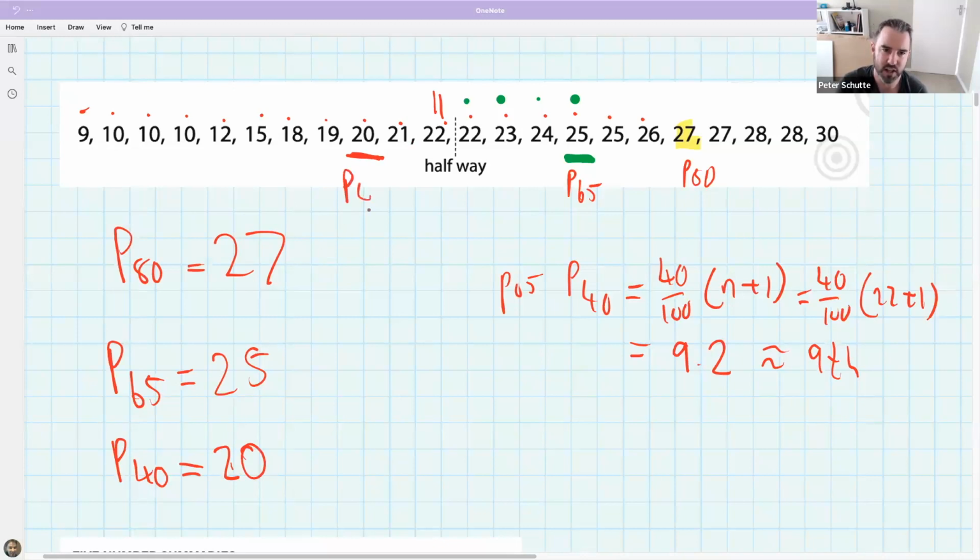Now, again, just to tell you what P40 stands for, P40 says 40% of the data is below P40 and 60% of the data is above P40. And so it's a way of dividing up the data. The only big difference with percentiles is the percentiles you round off for the position, whereas quartiles, you average out between the two nearest values.